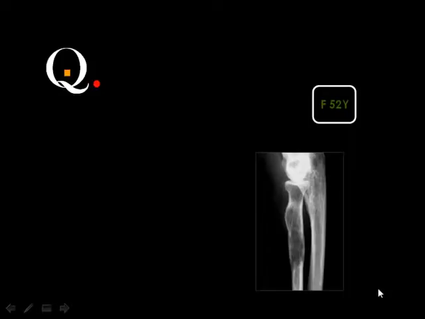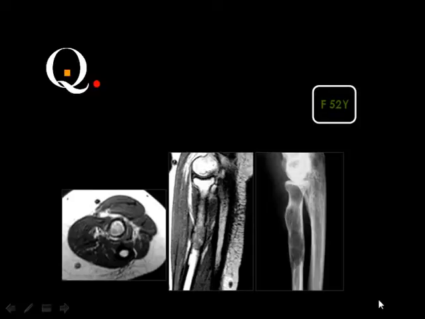Benign. Okay. Which type of benign lesion in this fibula, in this age? In this ulna, radius, in this age? You may think about fibrous dysplasia, for example. Yes? No? Okay, let us look at the MRI.